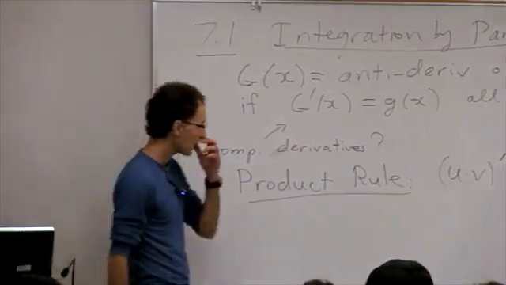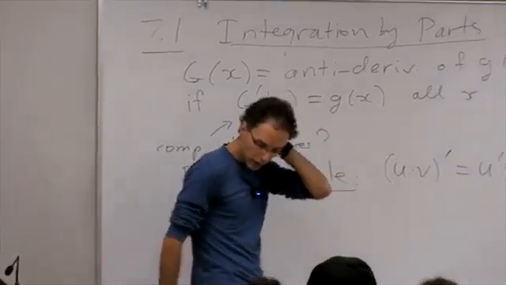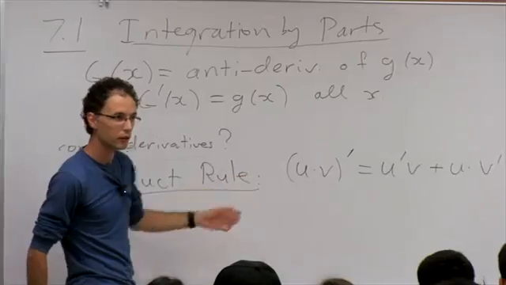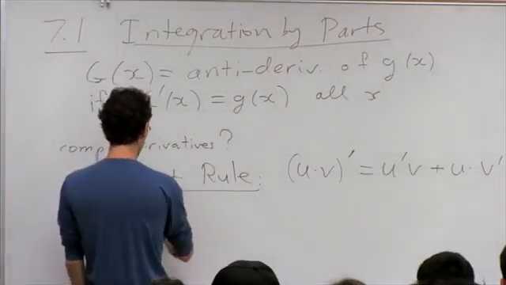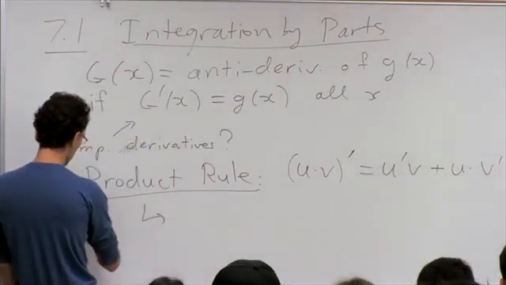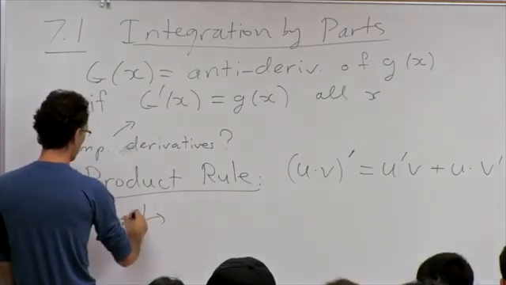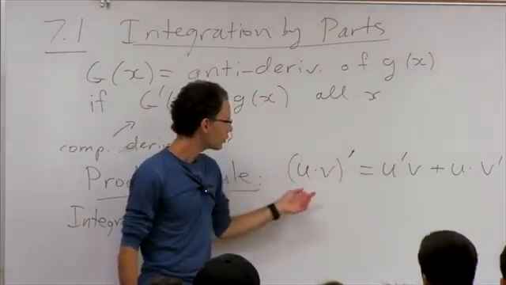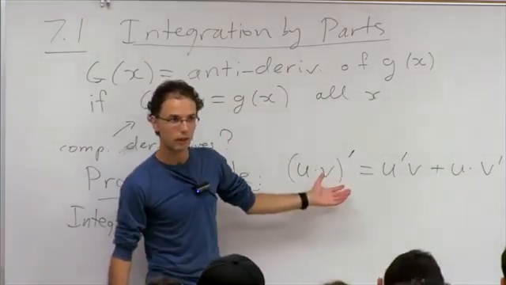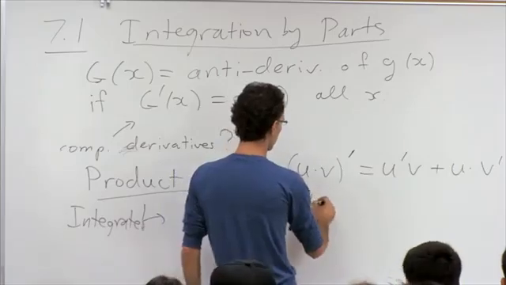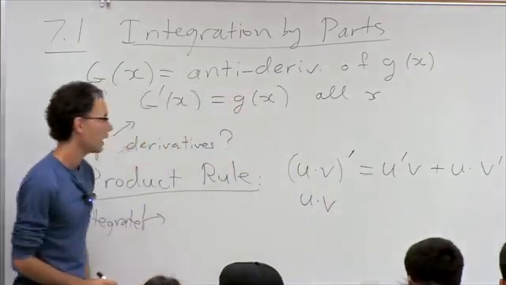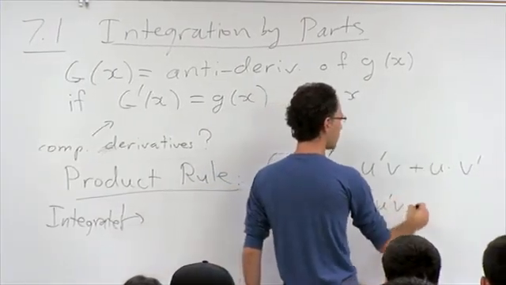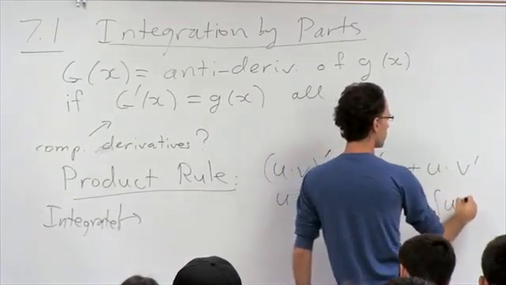Once we have that, we can of course undo this process by taking the antiderivative. So let's integrate both sides. If you undo this operation of differentiation, the antiderivative on the left is obvious. It's just u times v. On the right-hand side, I'll write the antiderivative of u prime v plus the antiderivative of u times v prime.